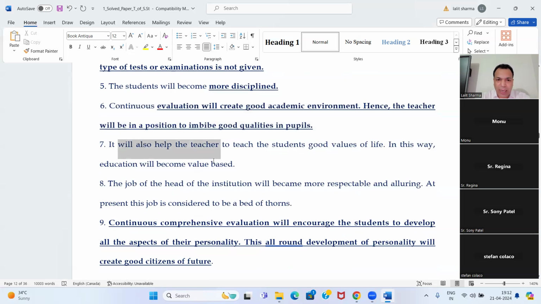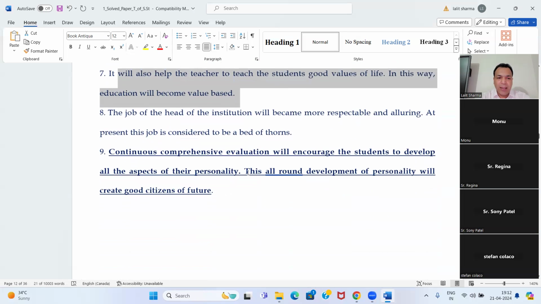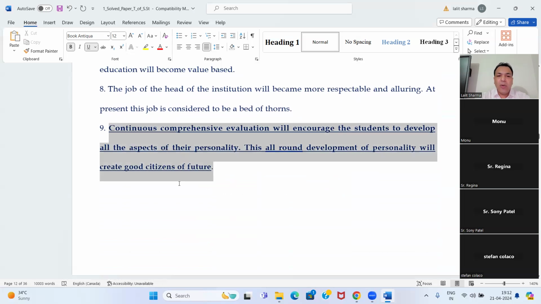Next देखो, it will also help the teacher to teach the student good values in life. In this way, education will become more value based. ठीक है, लास्ट लाइन देखिए, continuous comprehensive evaluation will encourage the student to develop all aspects of their personality. This all-round development of the personality will create good citizen of the future. Okay, so guys, you should do the evaluation, it is a must. Okay, now we have come to know that continuous and comprehensive evaluation.